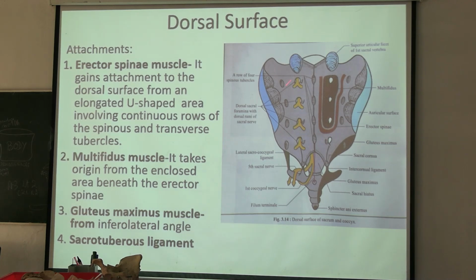Multifidus muscle. This shaded area is for multifidus muscle. It takes origin from the enclosed area beneath the erector spinae. Okay, the area enclosed by erector spinae.